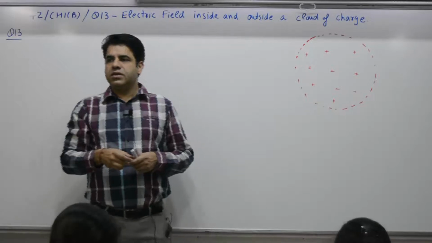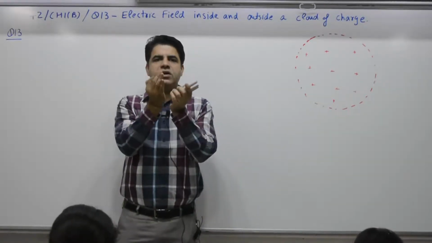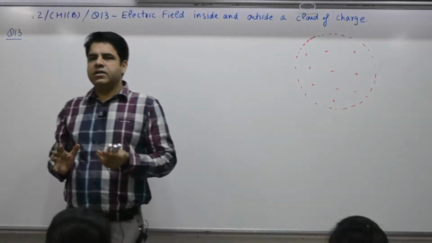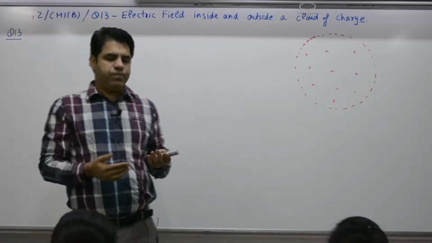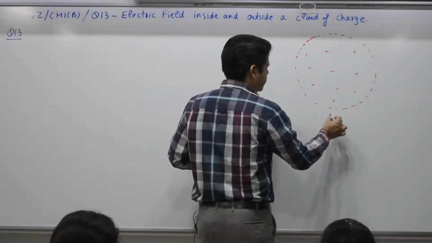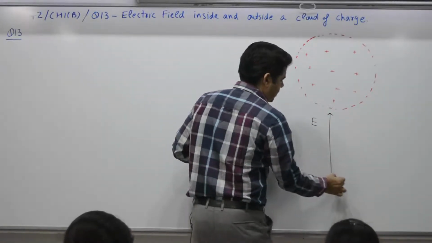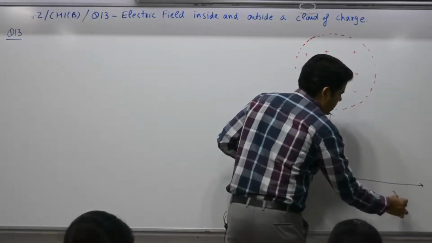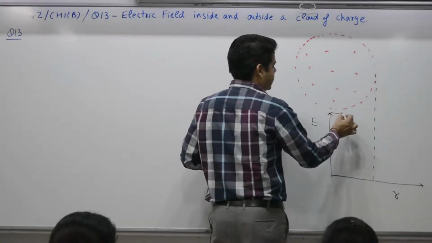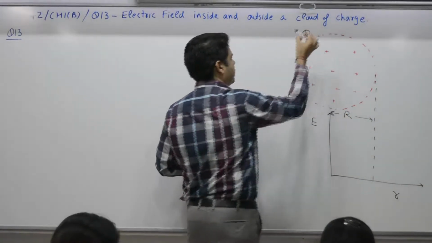Means the way mass is distributed inside Earth also, it is not only on the surface, it is not a shell. Mass inside Earth is distributed throughout a volume. So similarly, charge is distributed in the form of a cloud, and we want to find out electric field as a function of r, distance, both inside and outside. Value of charge is q.